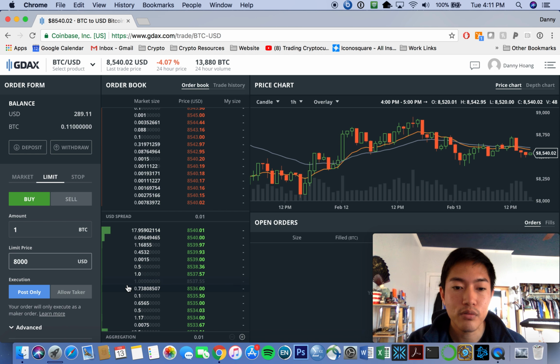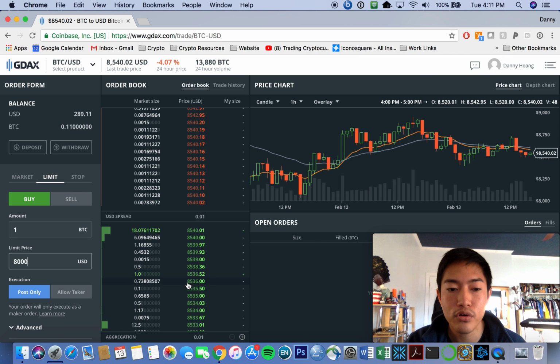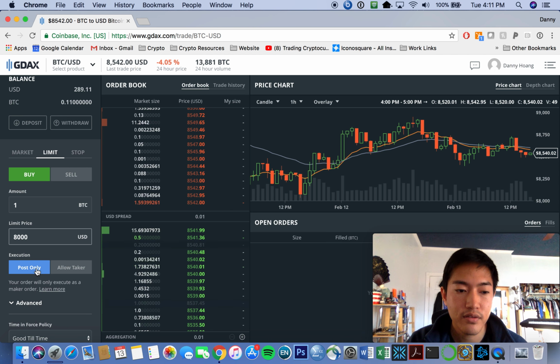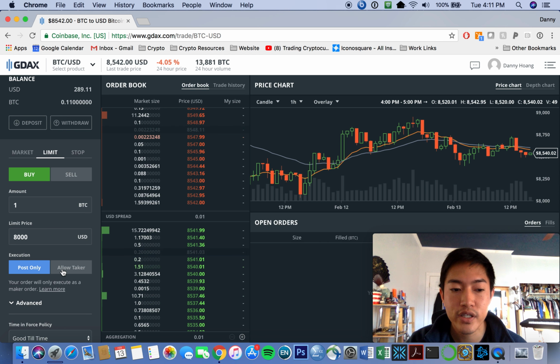This is a maker order because no one is selling Bitcoin at 8,000 right now. The lowest is 8,500. This would create a new order in the order book in the buy section. So because it's a maker order, it won't be charged any fees. Down here it says post only. This means post only as a maker order, so no fees involved. If you click allow taker, your order may be executed as a taker order and could be liable to fees.